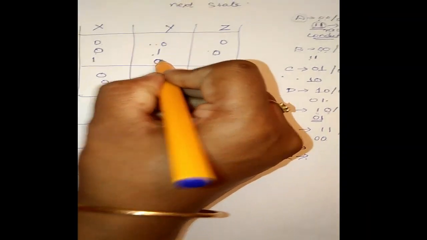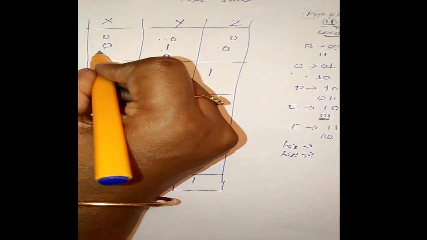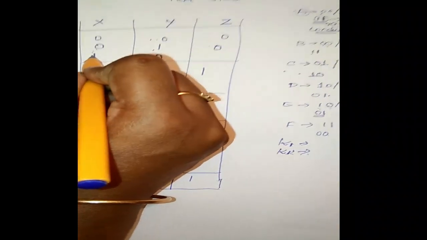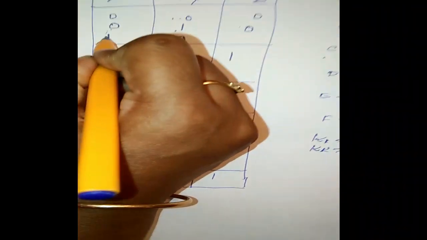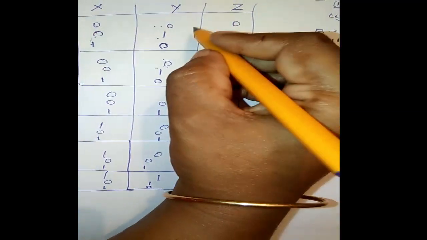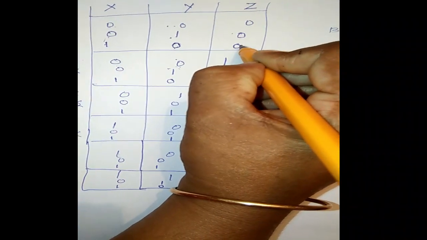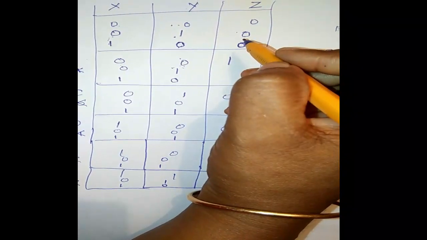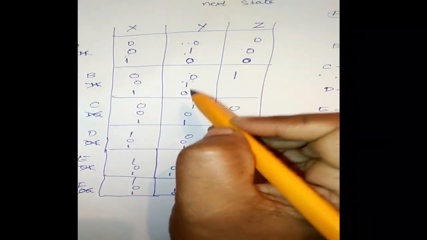Whatever may be the input x, whenever y is 0, there will not be a change in the output. So whatever be the change in the input, my output will have no change. Hope you understood this, right? So come back to this.